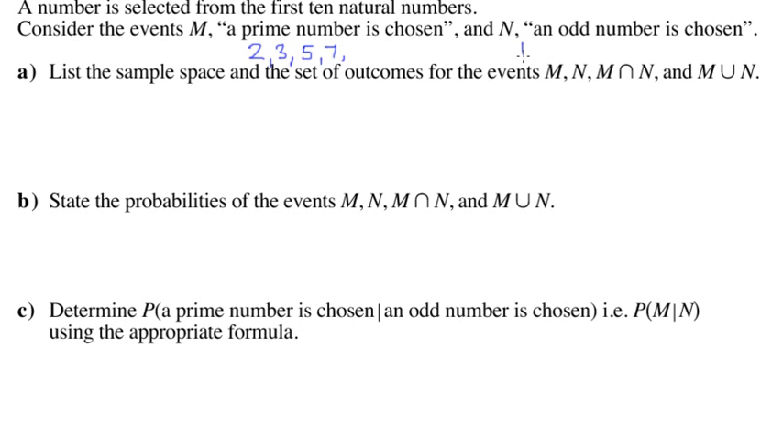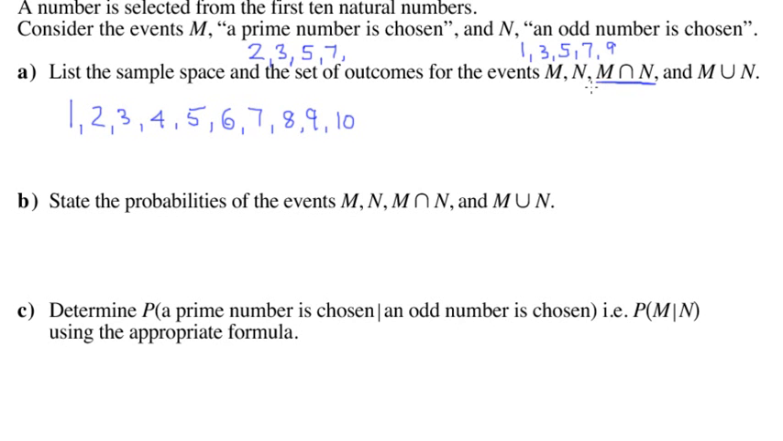And an odd number is chosen. That's pretty unambiguous. 1, 3, 5, 7, and 9 are the choices there. So our overall sample space is all the things that can happen when you pick a number from 1 to 10, which is not too complicated. And then the outcomes for m, got it. N, got it. What's m and n?